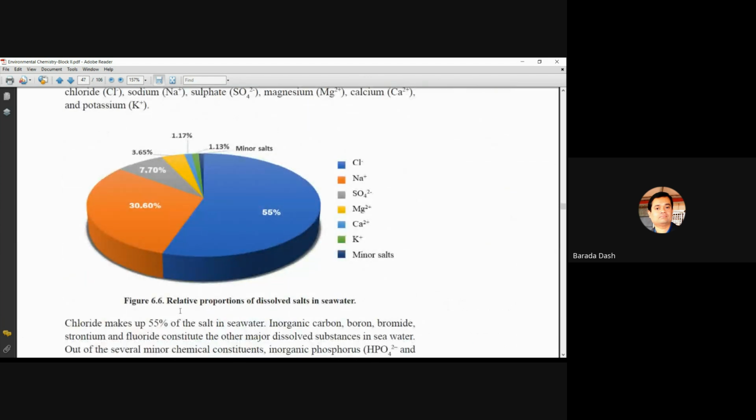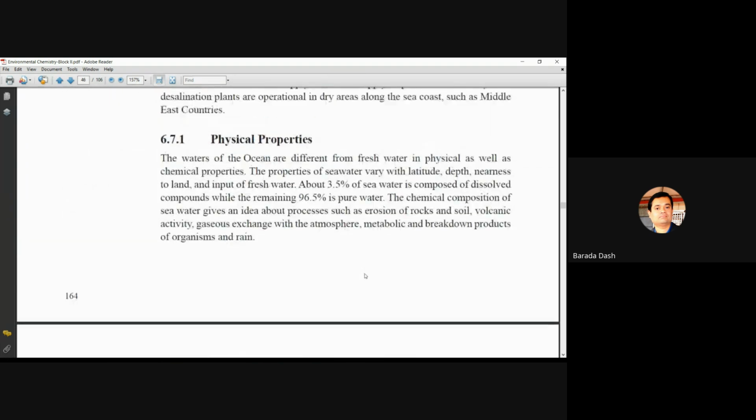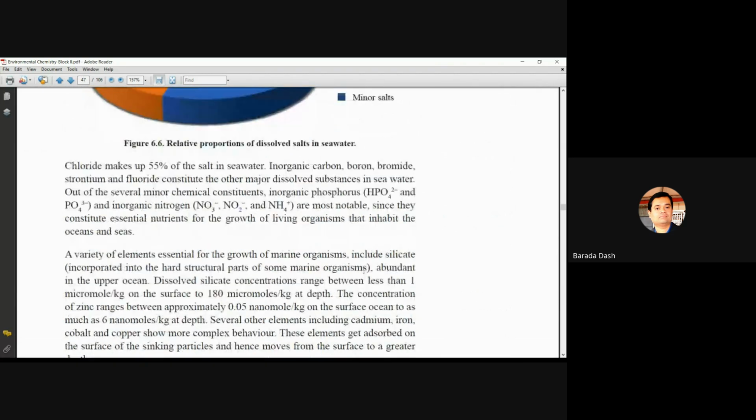So basically, you see the relative proportions of dissolved salts in seawater. 55% is chlorine, and 30% is sodium. Apart from that, sulfate, magnesium, calcium, and potassium are there. So these other minor salts are there. This is basically the composition of your salt water or seawater.